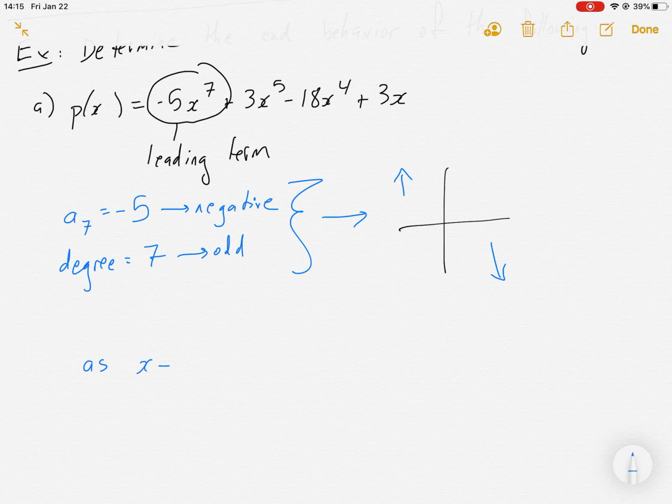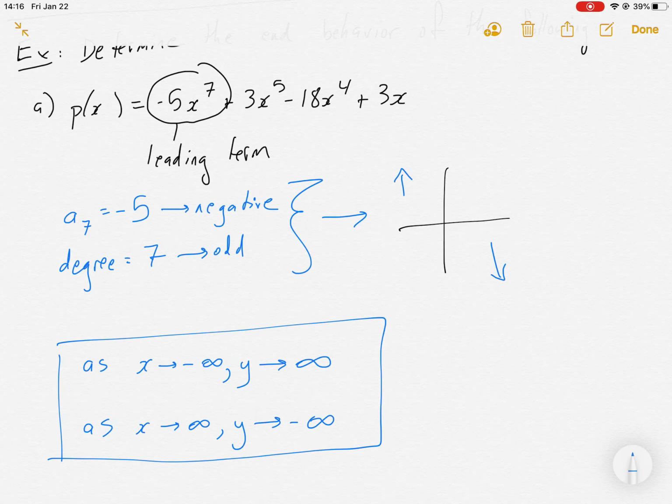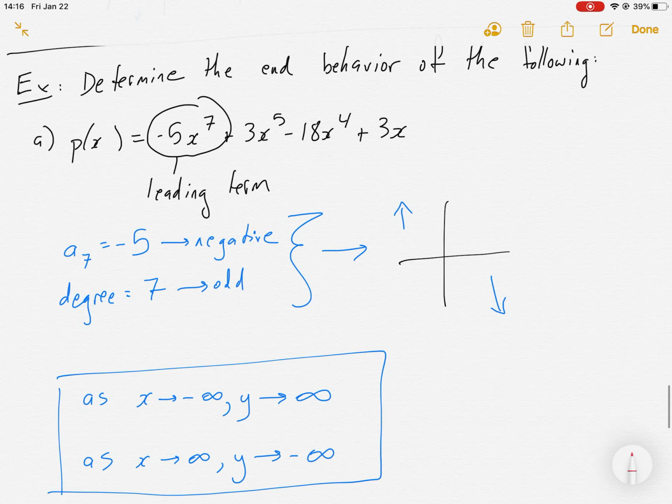And so that would be as x goes to the left, the y values rise forever. And it falls to the right, so that means as x goes to the right, the y values decrease forever. I do expect your answer to be in this format. However, if you write it as rises left and falls right, you'll probably earn quite a few of the points, but in order to get full points, you really need to use the correct notation.